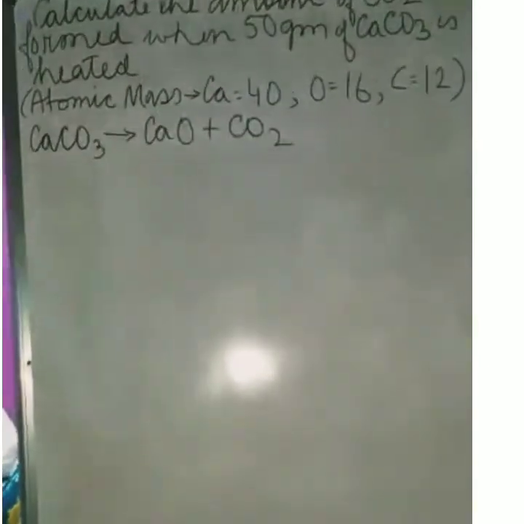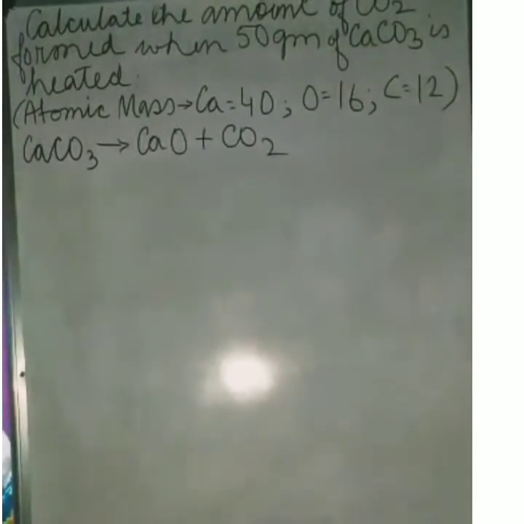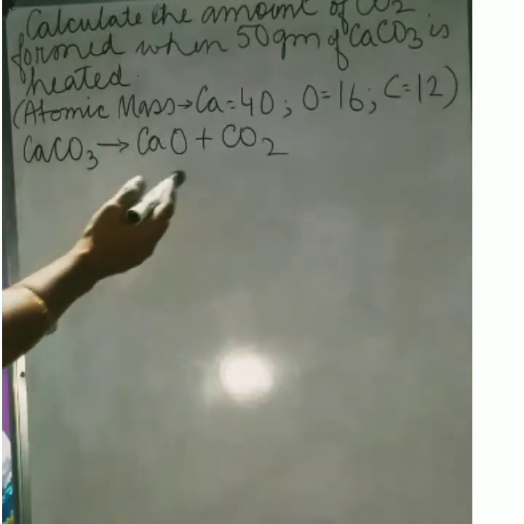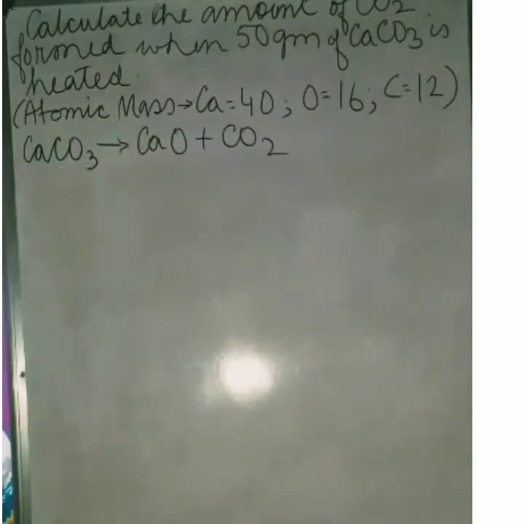Now we go on to the fourth numerical, which is the last one for today. Calculate the amount of CO2, that is carbon dioxide, formed or given out when 50 grams of CaCO3, that is calcium carbonate, is heated. So atomic mass is given. Calcium is 40. Oxygen 16. Carbon 12. And we have the equation with us. CaCO3 will give you CaO, that is quicklime, and CO2, that is carbon dioxide. So let us calculate.